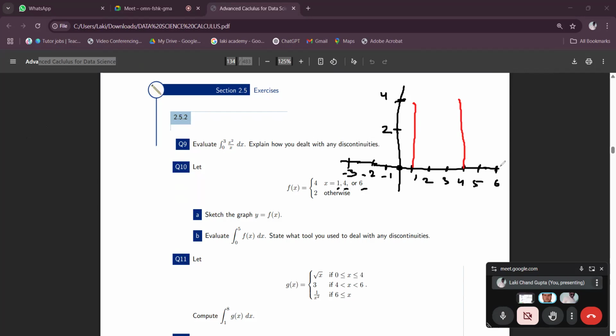4 and 6. 4 or 6. Otherwise 2. Otherwise 2 means other than this point will be 2.